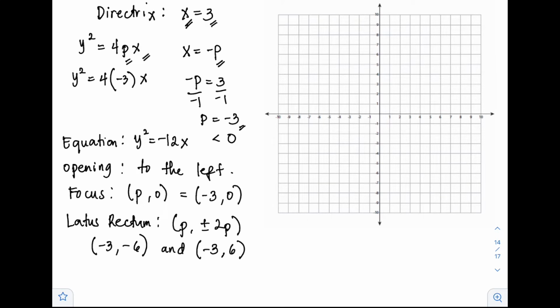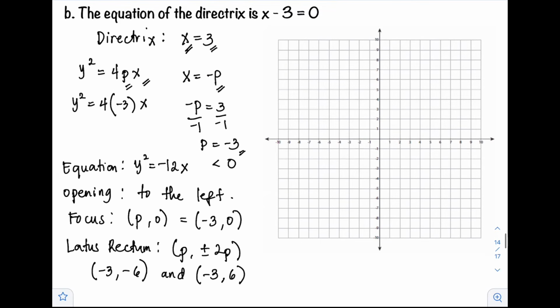So, which is given. So, pwede na tayong mag-sketch ng parabola. So, first is yung ating vertex. Again, nasa origin yung ating vertex. Followed by the focus na makikita sa negative 3, 0. So, nasa left side siya ng ating vertex. Next is the latus rectum. We have negative 3, negative 6. And negative 3, positive 6.